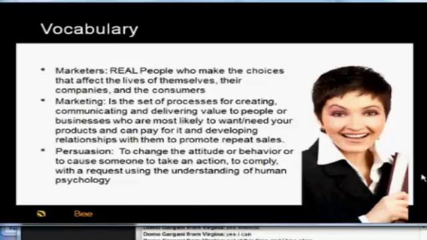Marketing is a set of processes that we use to create communication to deliver value to people or businesses who are most likely to want or need your products and can pay for them. It is also developing relationships with those people to promote repeat sales, repeat visits.